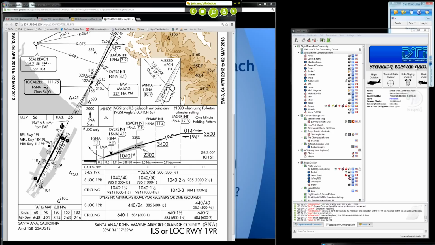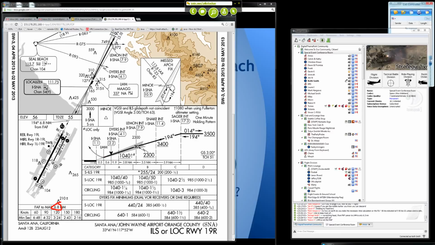All right, so there's a discussion here, and this is worth tracking. Someone asked, from the final approach fix to the middle marker is only 6.3 nautical miles, whereas the chart here said that it was 6.8, and then Reese correctly pointed out that the middle marker is not the missed approach point.